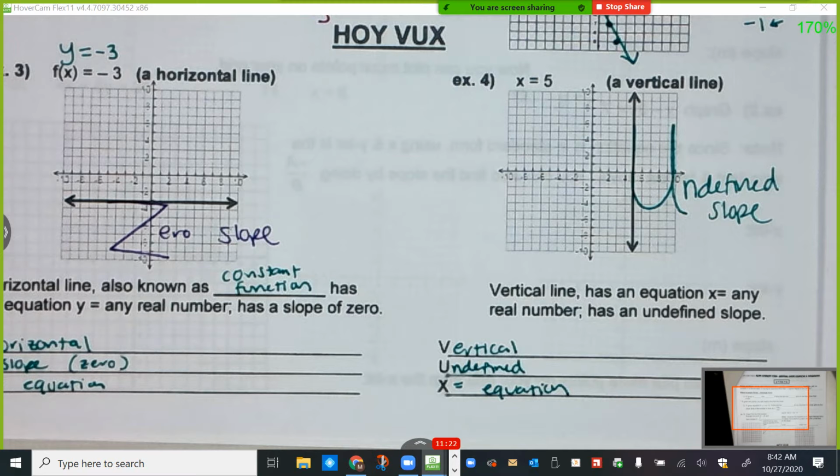Any questions with those special cases? When you're done writing that, go ahead and flip. I know the back looks super wordy, but it really is not going to take us but like 2 or 3 minutes.